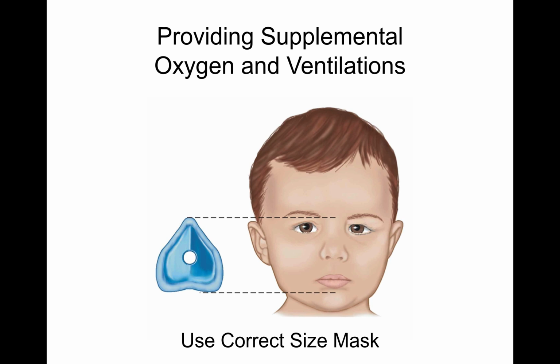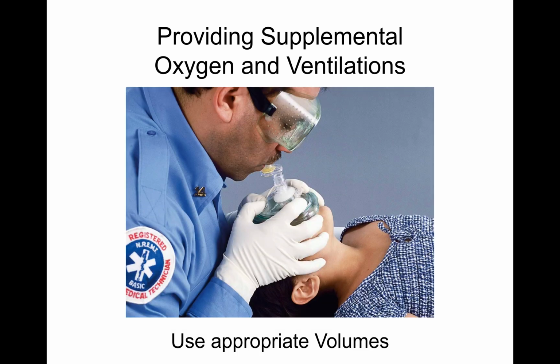Remember to use the right size mask. We do have pediatric size non-rebreathers, pediatric nasal cannulas, and pediatric bag valve masks. Remember that their little lungs don't need nearly as much air, so use the right size BVM. If you're doing resuscitation with a pocket mask, then make sure you're not blowing too much into their lungs.